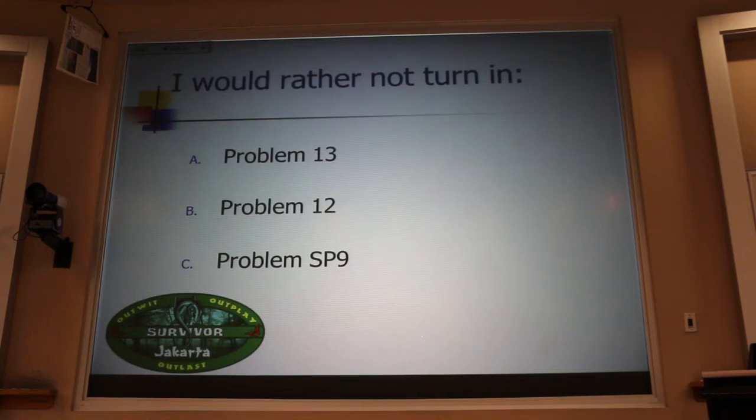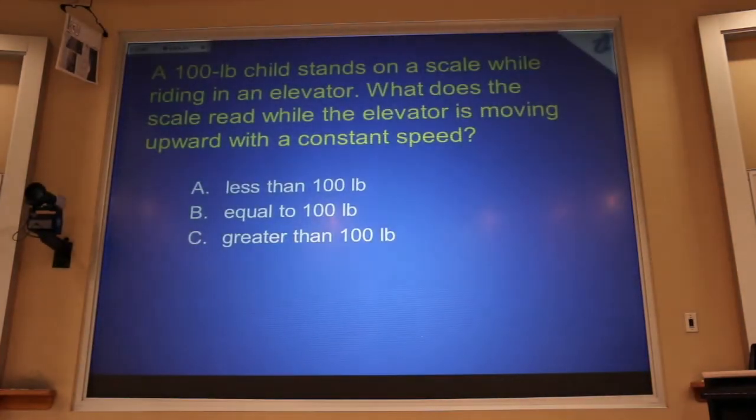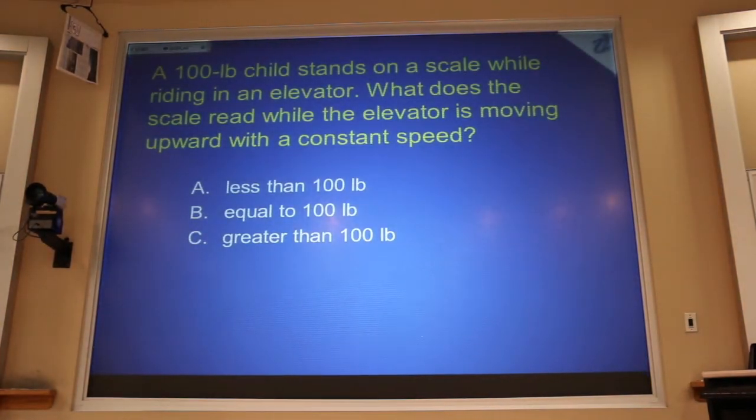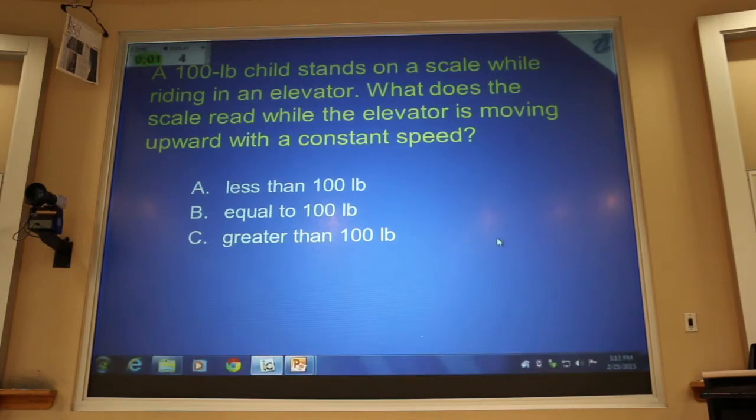Okay, if you recall, last day we talked about apparent weight, and it was a little bit deeper than when Greg wears vertical stripes because his weight appeared to be less. Let's see if we remember what we learned. You have a 100-pound child standing on a scale while riding in an elevator. It's a geek child. What does the scale read as the elevator is moving upward with a constant speed? I truly hope we all get this one right.